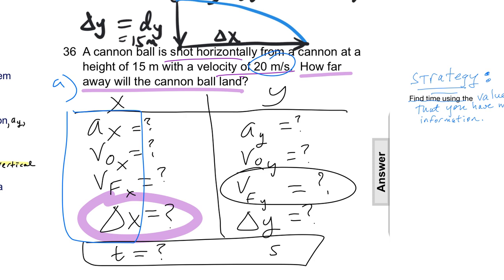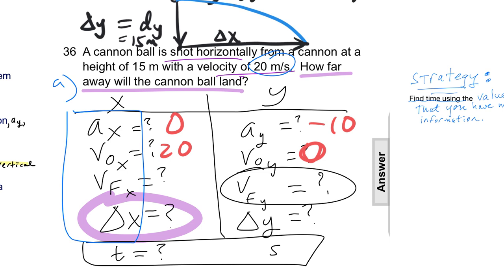AX, what does AX equal? Very important. AX is equal to 0 because there's no force pushing it forward. AY, that equals -10. The force pushing it downward is the weight of the cannonball. VOX, that's 20. Okay, VOY. Well, if it's shot horizontally, that's 0.